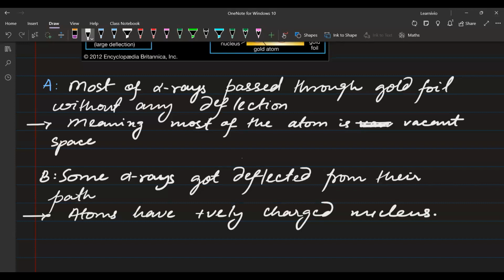The word nucleus came later, but what we can understand is that if some alpha rays got deflected from their path, it would be in the center of an atom. Most of the atom is vacant. In the center of the atom, there is something which is positively charged. Why positively charged? Because it is deflecting the alpha rays. If the alpha ray is getting deflected, that means the particle in the center will also be positive, because only then are positive and positive going to repel each other, right? Alpha ray is also positive. The center will also be positive. Then only it is going to get deflected.